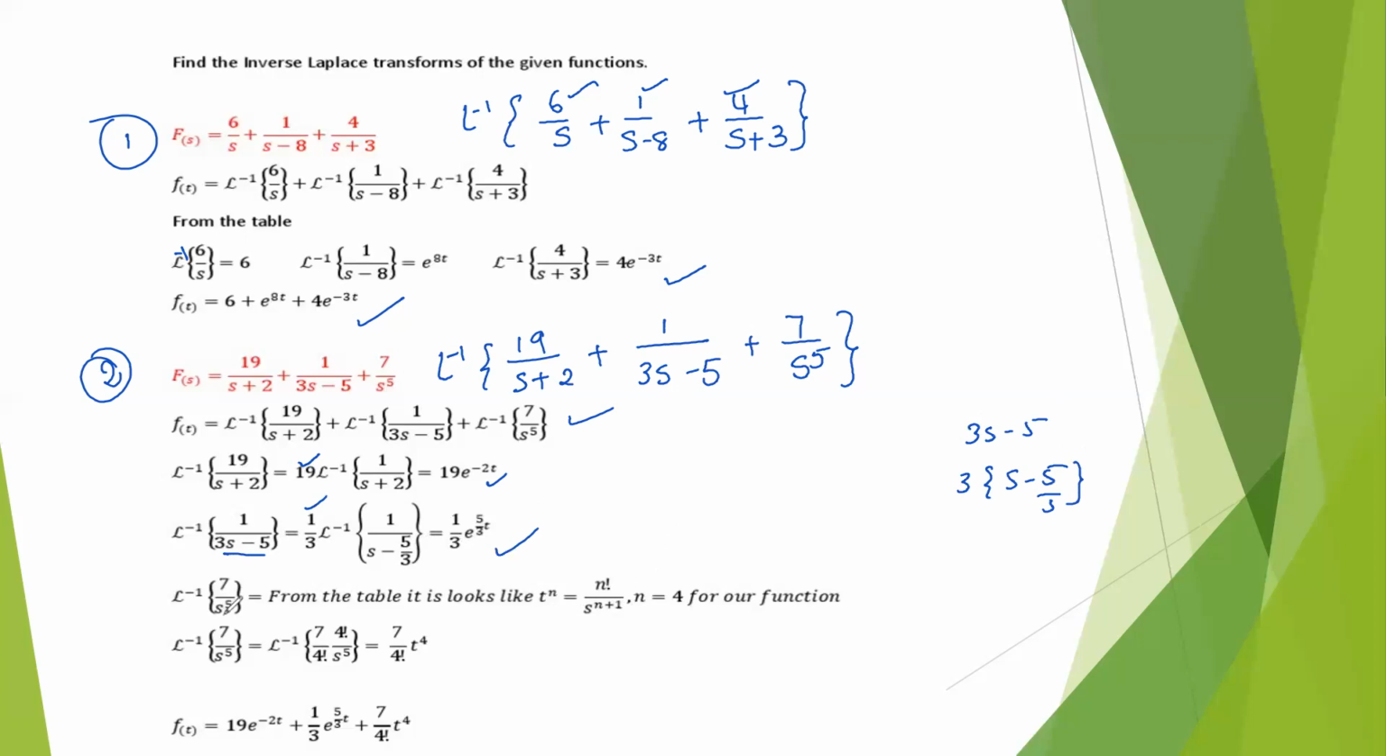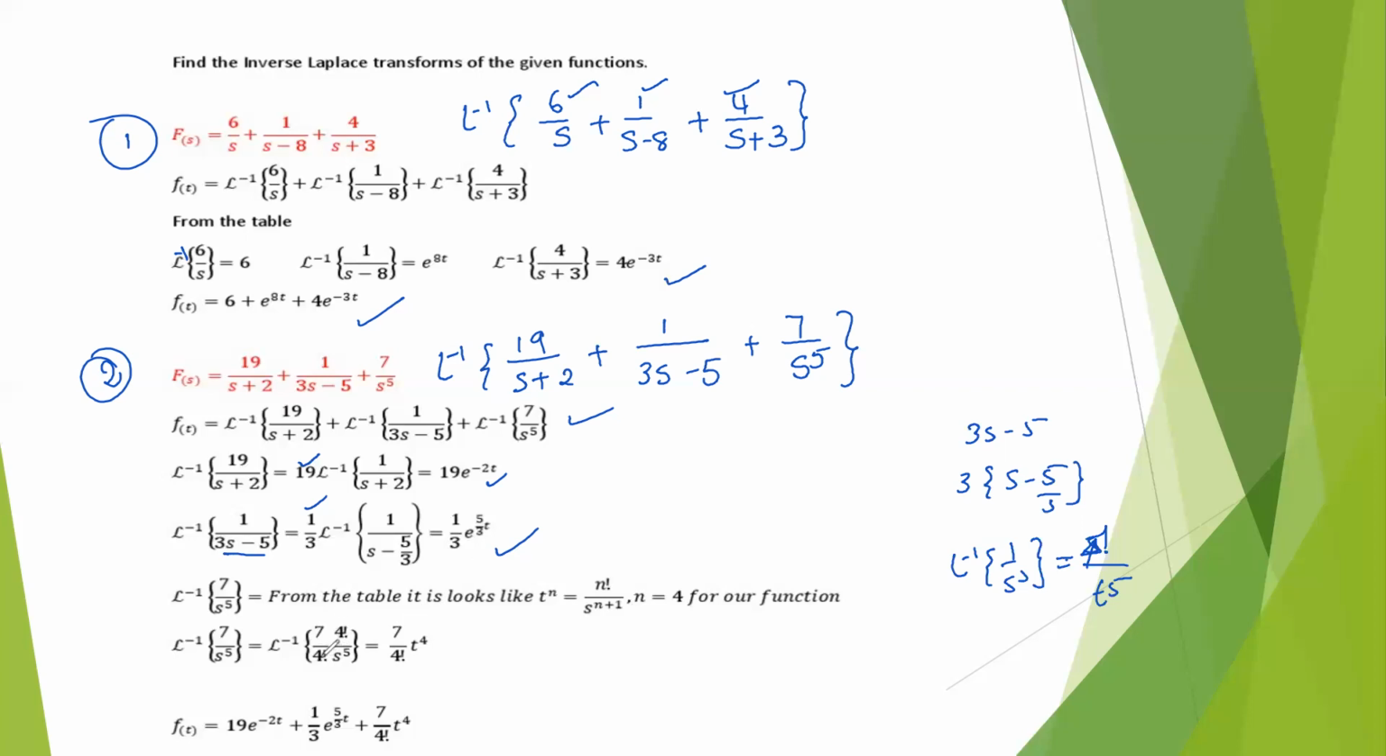So next, 1 by s power 5. The inverse Laplace transformation of 1 by s power n is t power n minus 1 divided by n minus 1 factorial. So here it's n minus 1 factorial, so 4 factorial will be written here, with t power 4.